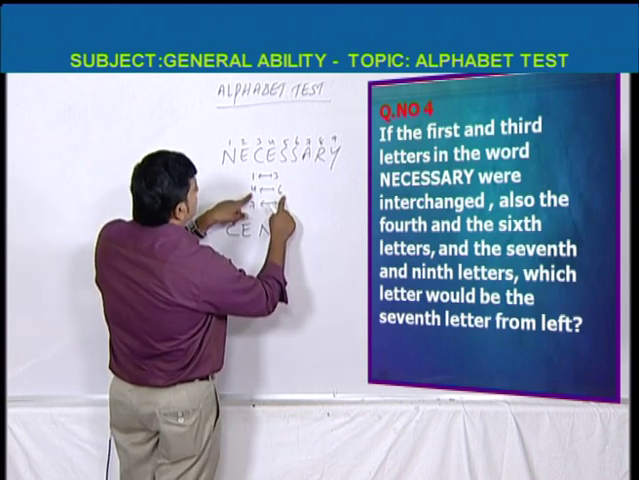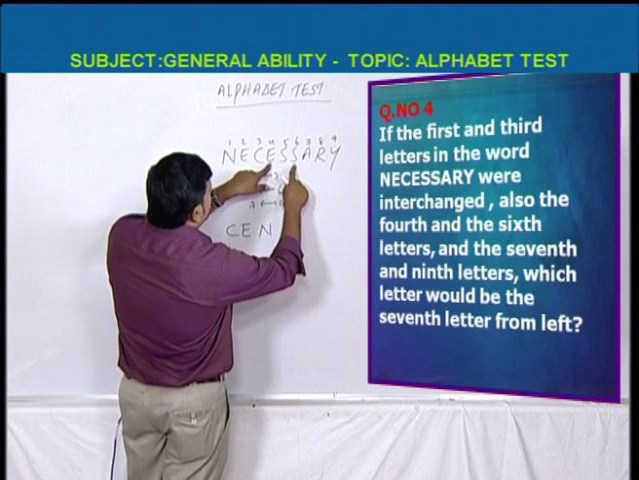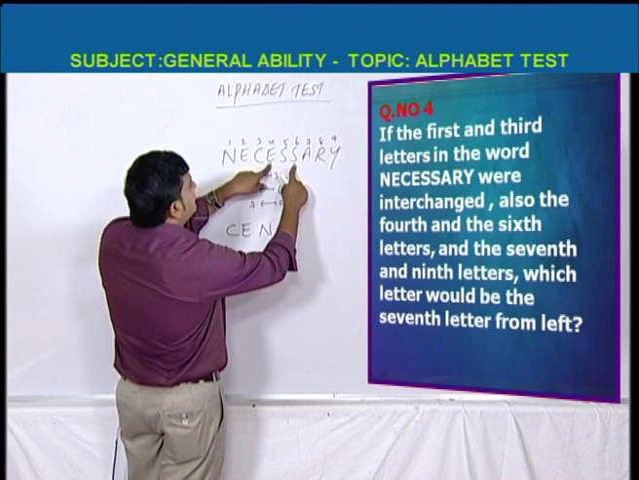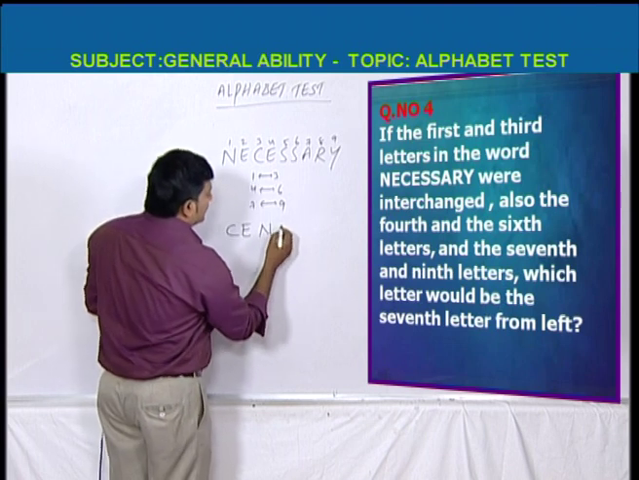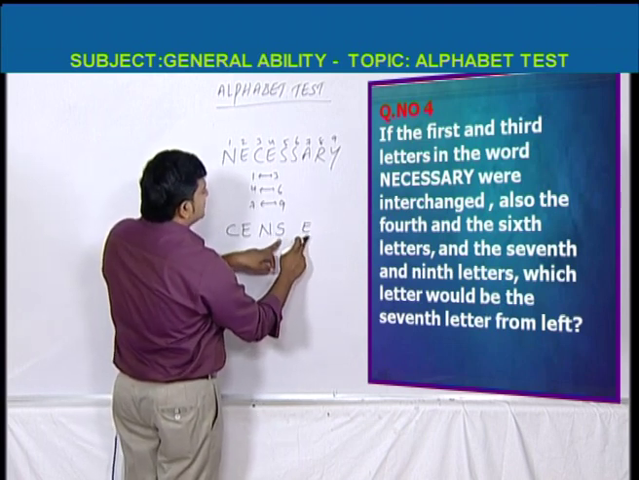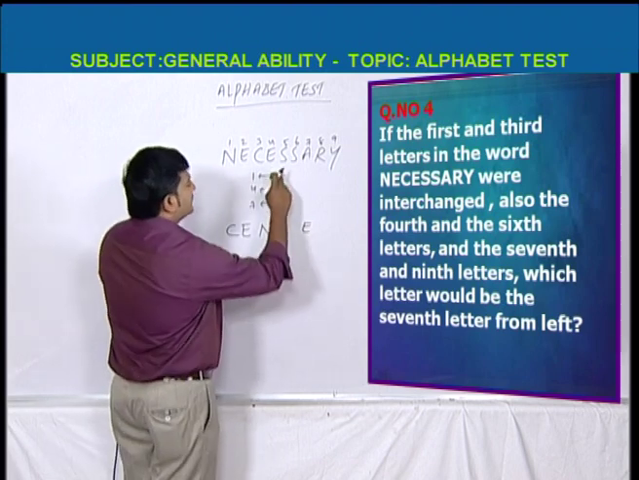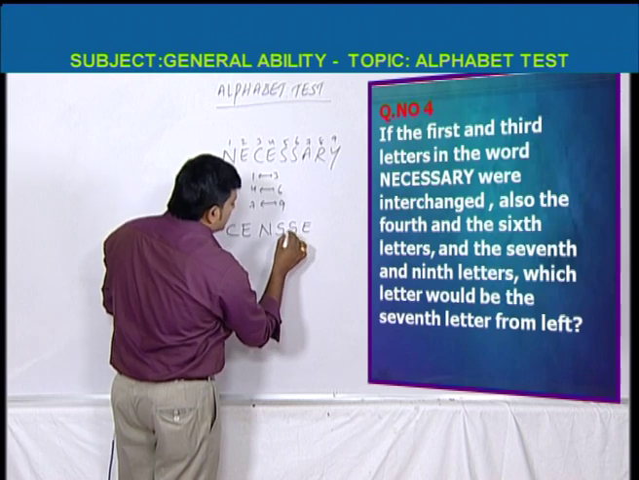Next, fourth and sixth. Now we'll focus on fourth and sixth. Fourth one is E, sixth one is S. So ES should be written as SE. 4 and 6 are also interchanged. He mentioned nothing about the fifth letter.